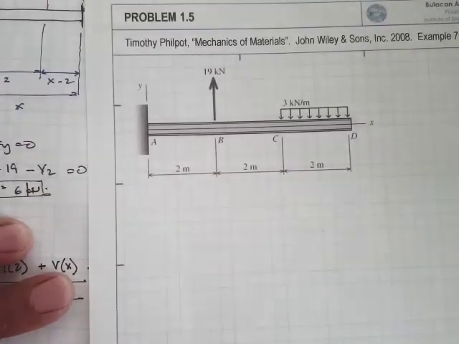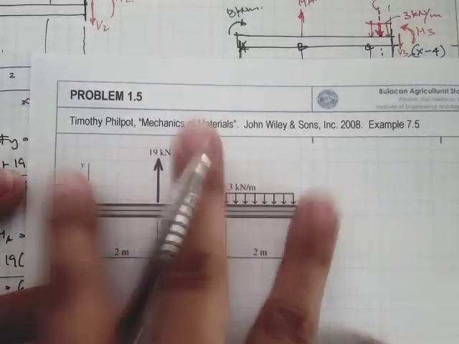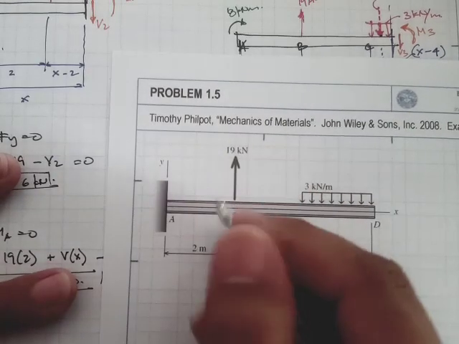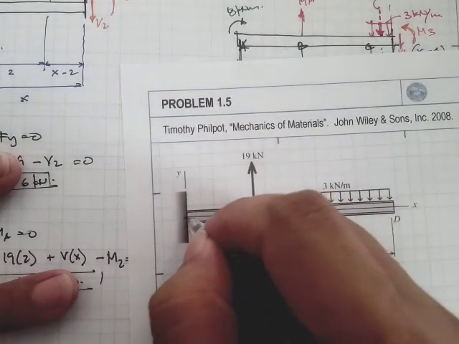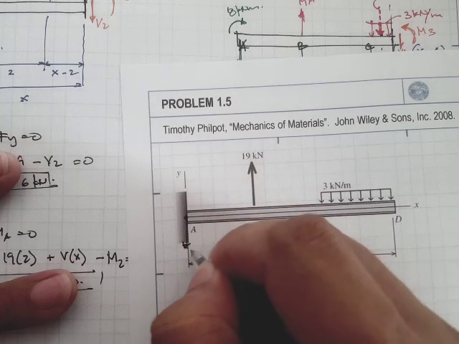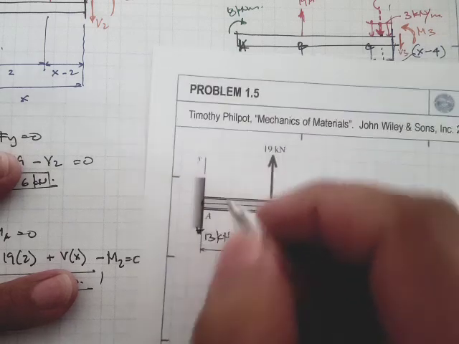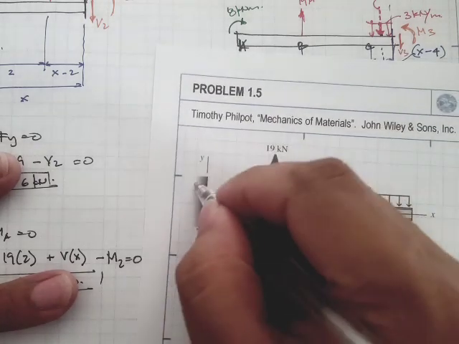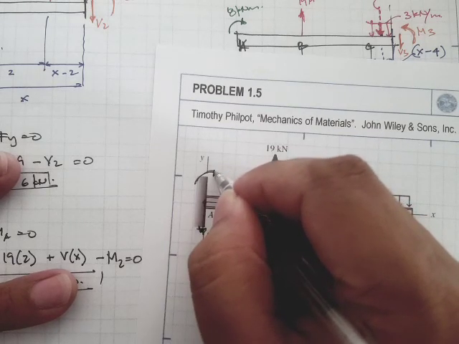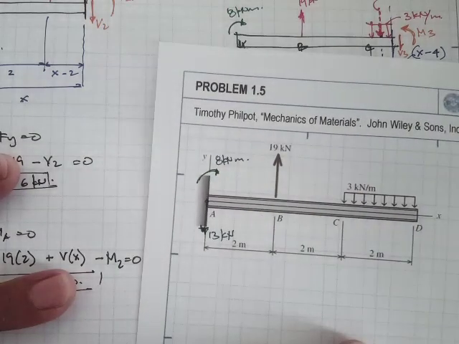So now, if we draw the shear and moment diagram, let's use another sheet of paper and write down the support reactions. Right here we have a 13 kilonewton concentrated load downward, and we have this concentrated moment right here. This is 8 kilonewton meters.